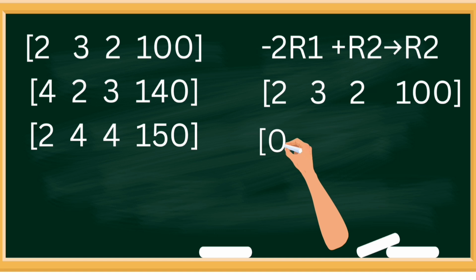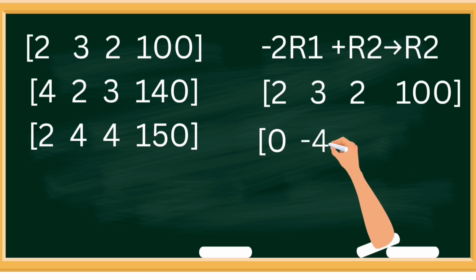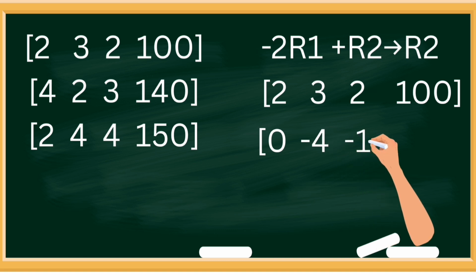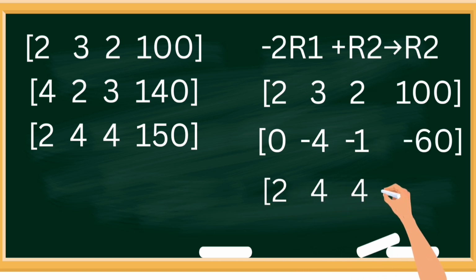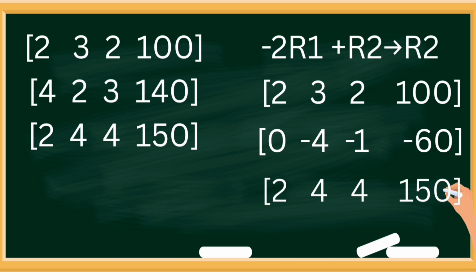And negative 2 times 3 plus 2 is equal to negative 4. And negative 2 times 2 plus 3 is equal to negative 1. And negative 2 times 100 plus 140 is negative 60. And let's just copy all the numbers in row 3.